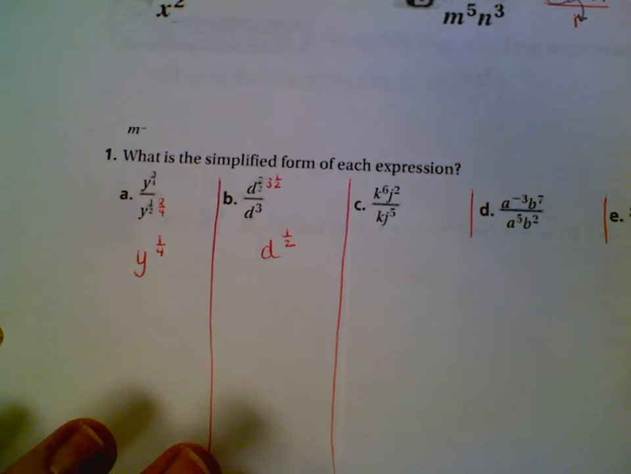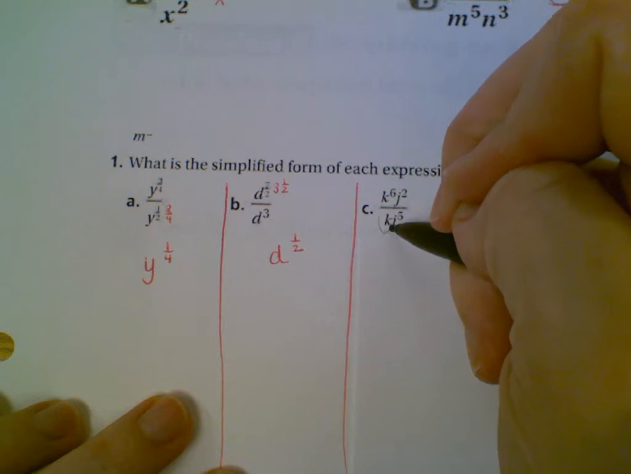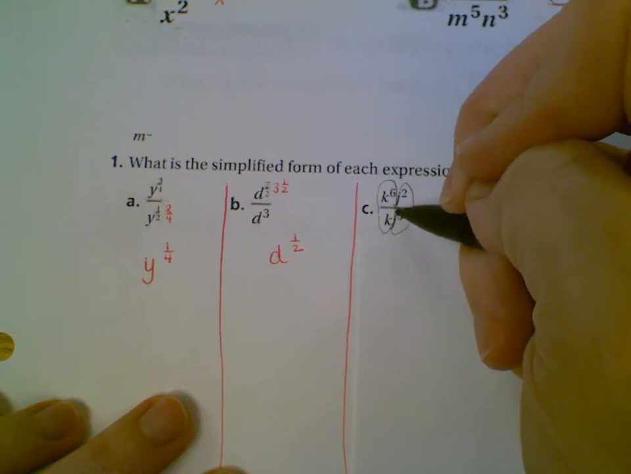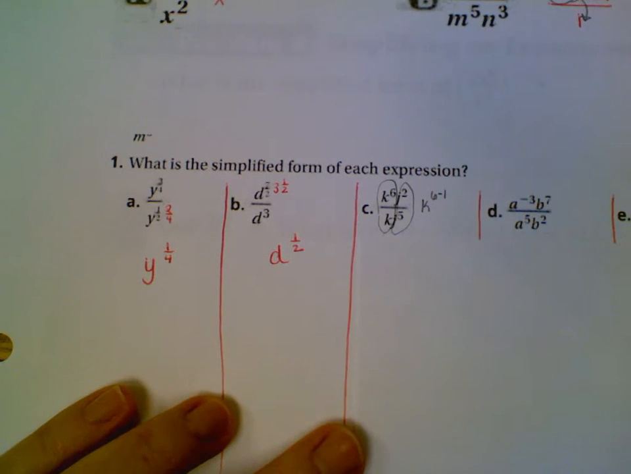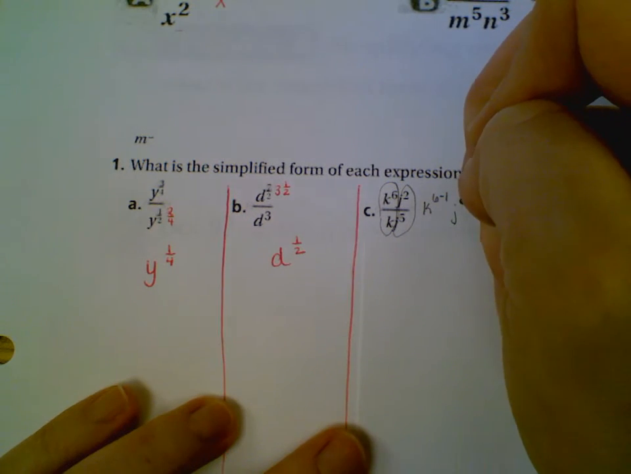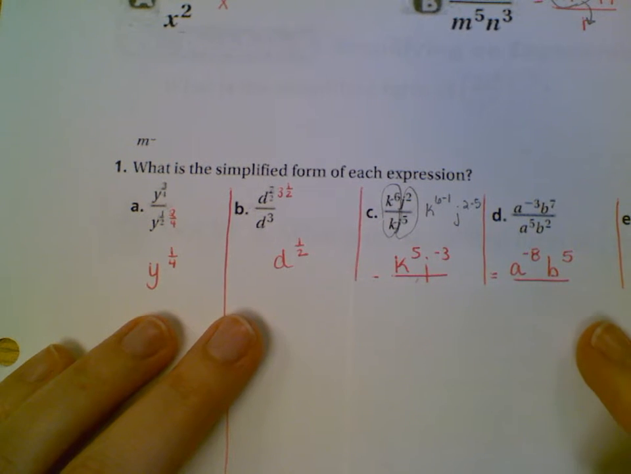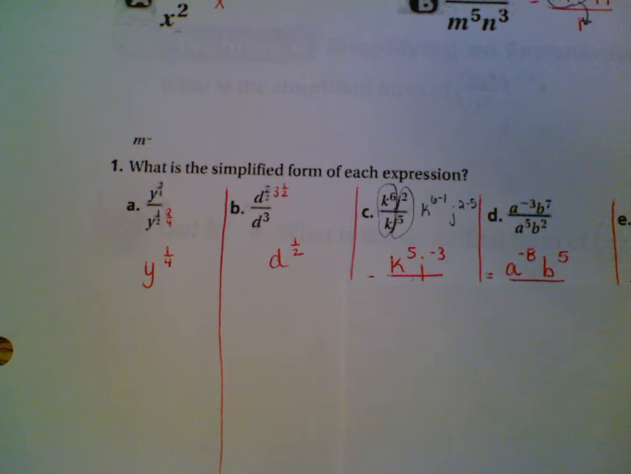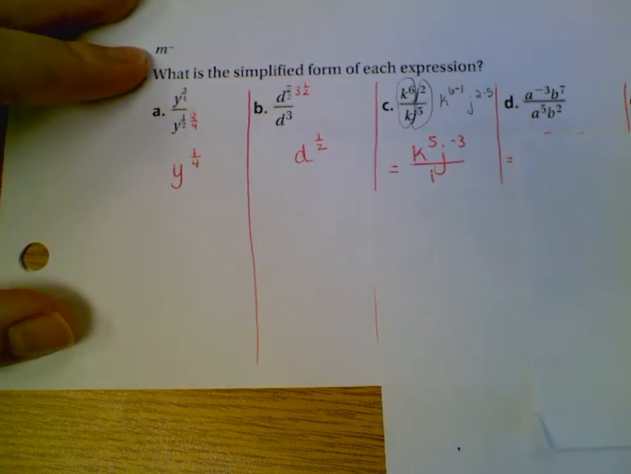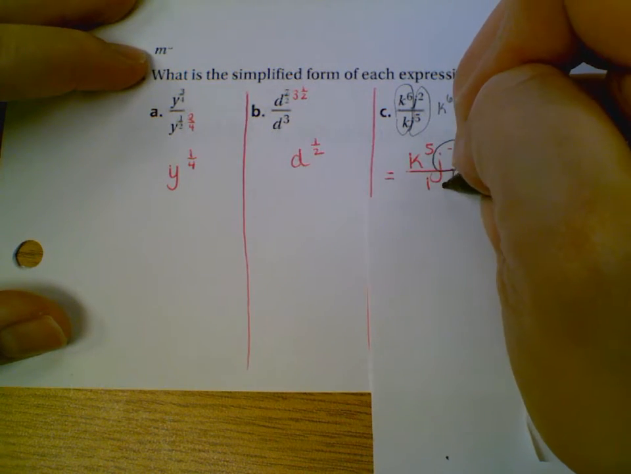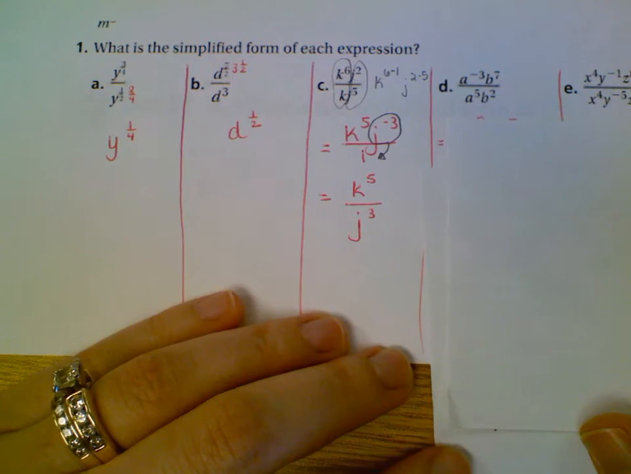On letter C, now I have 2 variables, so I'm going to combine like terms. So my k's would be its own thing, and my j's would be its own thing. So I would do k and subtract 6 minus 1, and then I would do the j's and do 2 minus 5. So when I do that, I get k to the 5th, and I get j to the negative 3rd. Now I see that I have a negative exponent, so I would change it into fraction form, and then move this j to the negative 3rd to the bottom of the fraction. So now it's going to say k to the 5th over j to the 3rd.